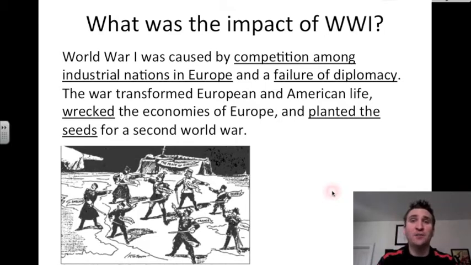World War I was caused by competition among industrial nations in Europe. Remember, we have just experienced the Industrial Revolution. And a failure of diplomacy. The war transformed European and American life, wrecked the economies of Europe, and it planted the seeds for a Second World War. You see a picture here with all of the world powers, especially the European powers, pointing at each other. You're to blame, you're to blame, you're to blame. That is not a recipe for success.